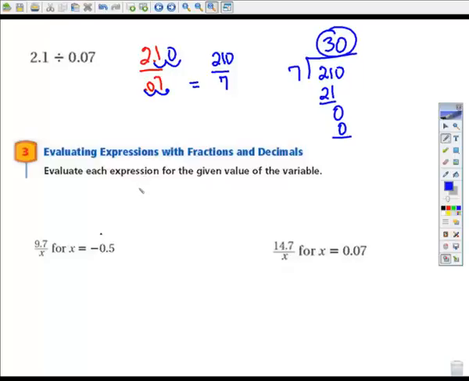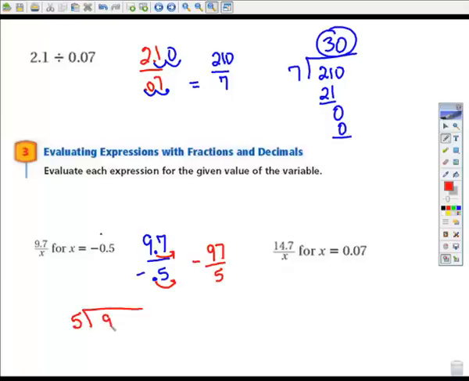In some cases, you're going to have to evaluate an expression. They're going to give you the value for the variable. This really isn't any different, except now I just have to rewrite it. 9 7/10 divided by negative 5/10. So again, I'll move my decimal. This is tenths, so I'll move it over once, move it over once. So this becomes 97 divided by 5, and the answer is negative.